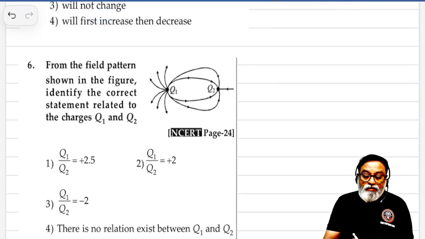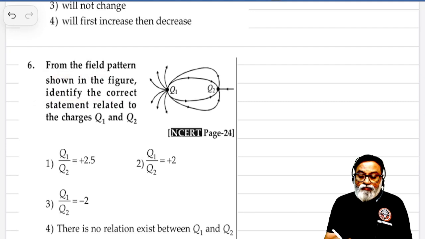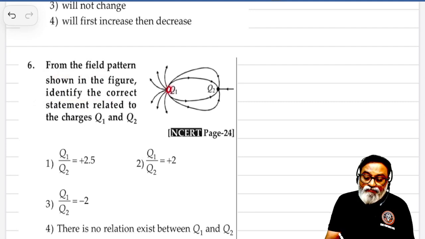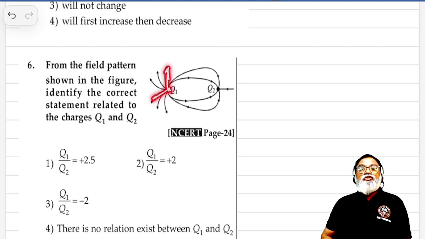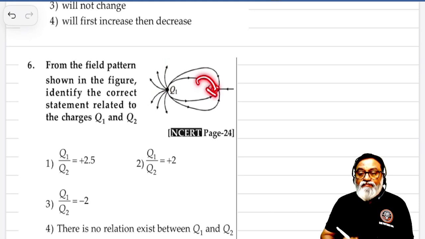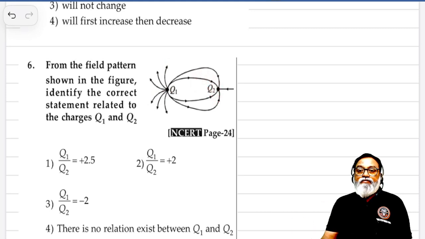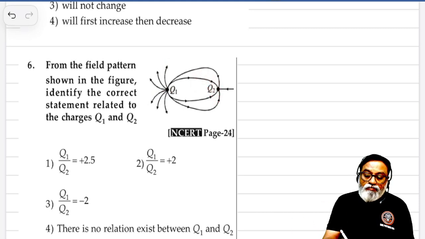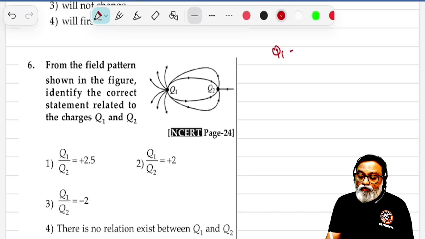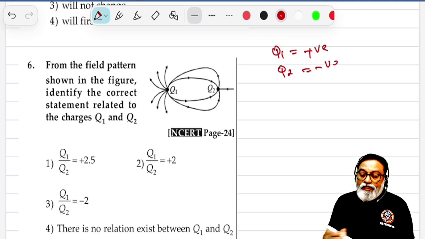Next one. From the field pattern shown in the figure, identify the correct statement related to Q1 and Q2. Electric lines of force are radially away from charge Q1 and radially inwards for Q2. When electric lines of force go away from the charge, it is positive. Therefore, Q1 is positive and Q2 is negative.